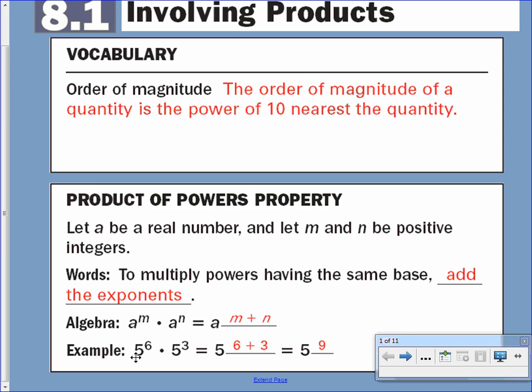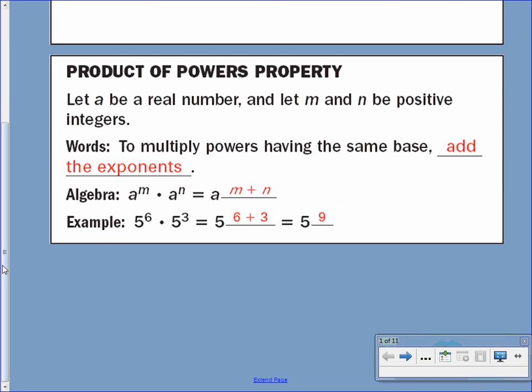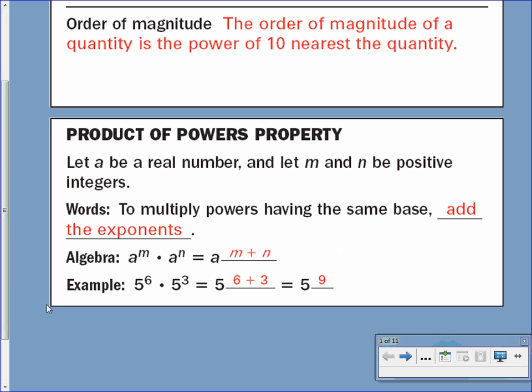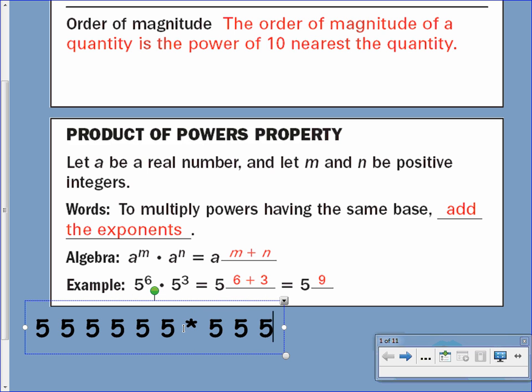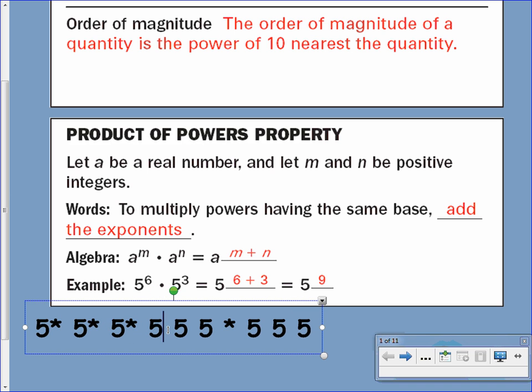When you're multiplying powers, you actually end up adding the exponents. Let me show you what that looks like. 5 to the 6th power means 5 times 5 times 5 times 5, 6 times. That's 1, 2, 3, 4, 5, 6. But then we also multiply that by 5 times 5 times 5. Well, this is all actually multiplication, right? There's 5 to the 6th power times 5 to the 3rd power.